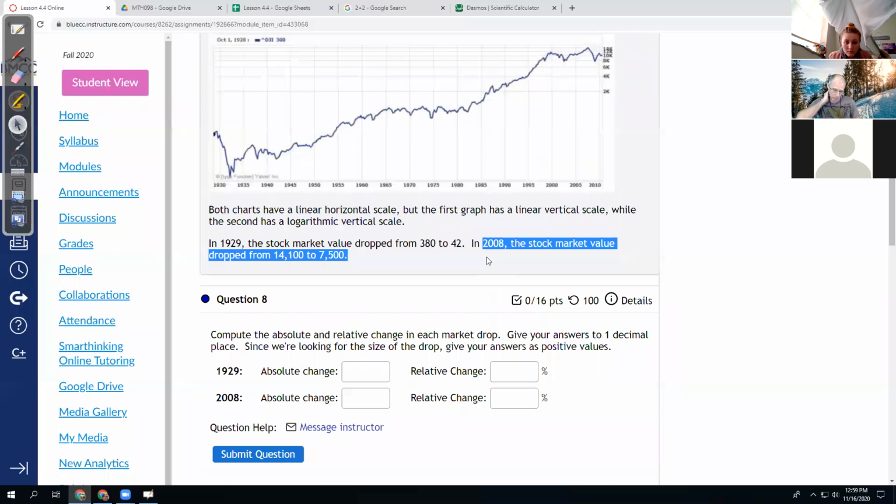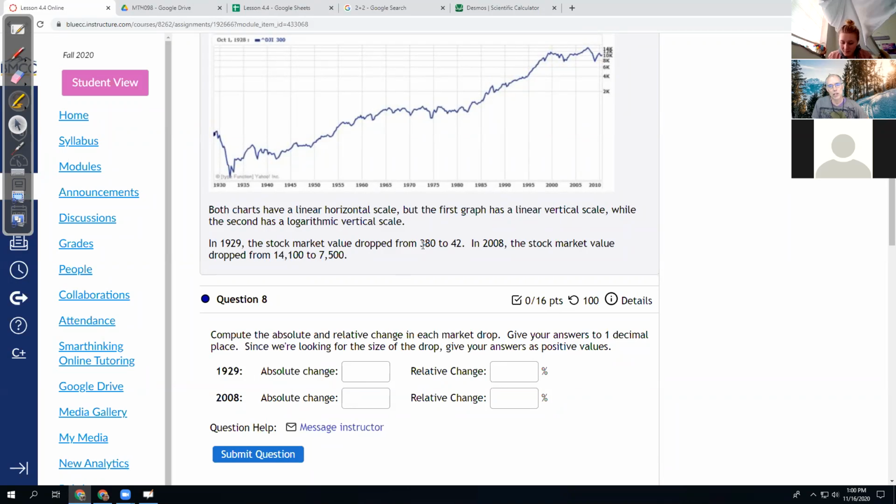And some of you might not remember this, but in 2008, there was a housing market crash that took down the whole stock exchange, and a whole bunch of banks failed in 2008. So it was a huge drop from 14,000 to 7,000 roughly. So what we want to do here is calculate the absolute change for 1929.